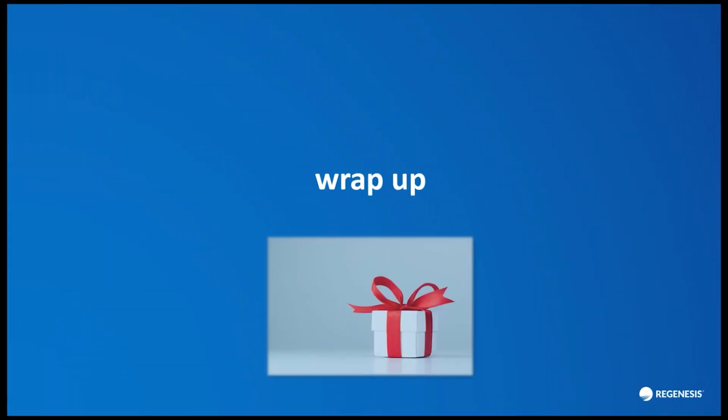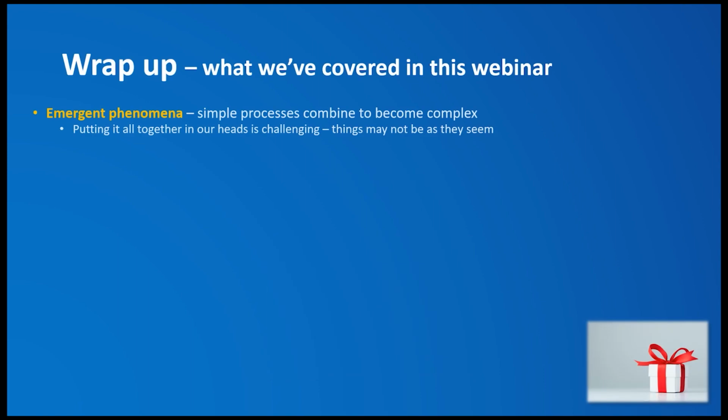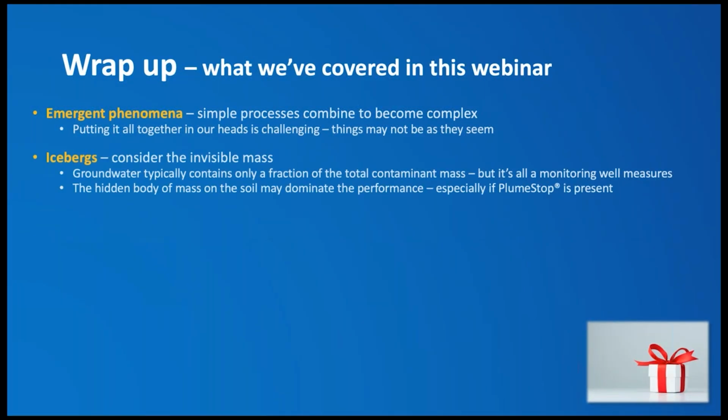So to conclude this webinar, emergent phenomena: simple processes can combine to become complex. Putting it all together in our heads is challenging. Things may not be as they first appear. We talked about icebergs, considering the invisible mass. Groundwater typically only contains a fraction of the total contaminant mass in the subsurface, but it's all that a monitoring well will measure. The hidden body of mass in or on the soil may dominate the performance, and this will be even more the case if plume stop is present. We need to know what's happening in the hidden compartments to understand how the whole system will behave.